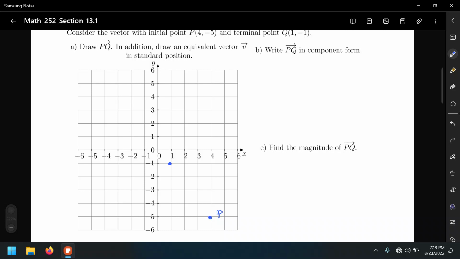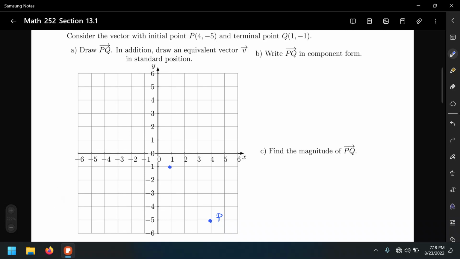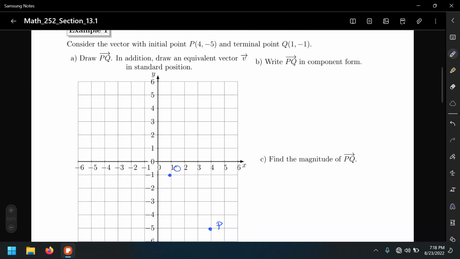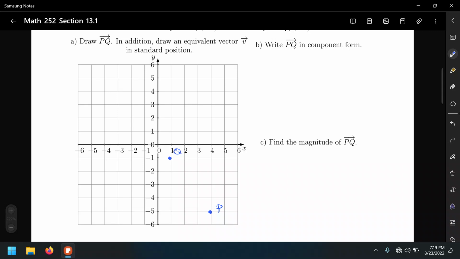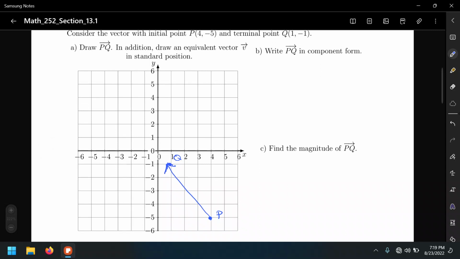But be careful how you draw the vector. The direction matters. They're telling us that the initial point is P, which is this one right here, and the final or terminal point is Q. So we need to draw the arrow in this direction and make sure the arrow points like this, all right? So that's the vector that passes through those points.